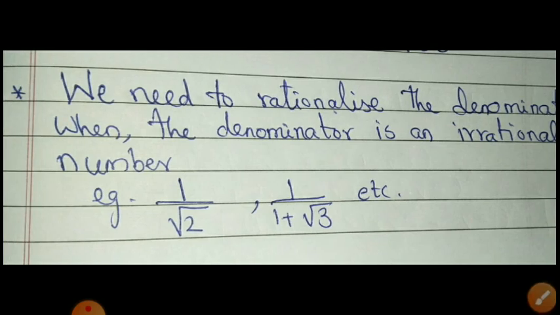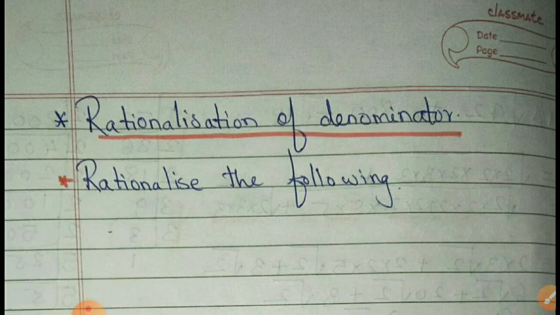We need to rationalize the denominator when the denominator is an irrational number. Okay, so our question will be of the type rationalize the following, or maybe the question may be simplify. Okay, such a question comes for 2 marks or 4 marks.